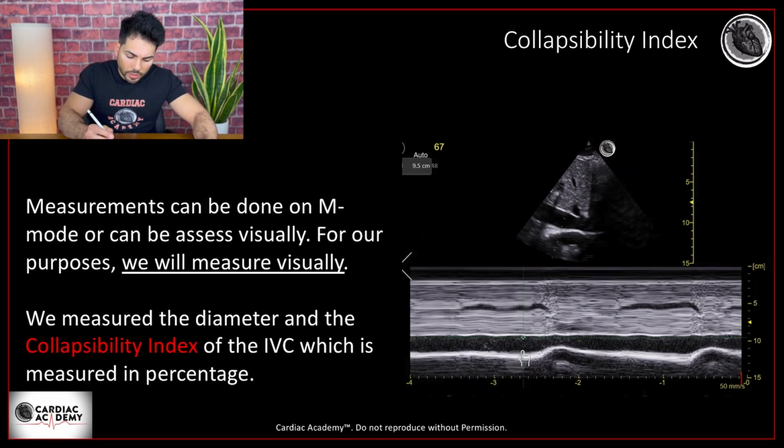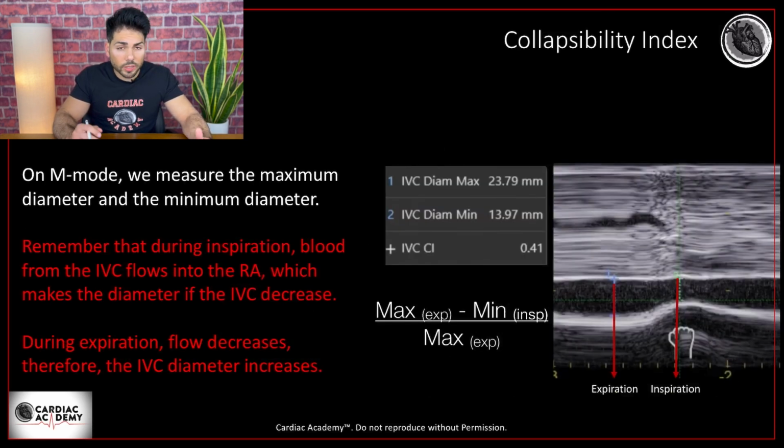Using M mode, you can see here how you can measure when the patient is doing expiration in the respiratory cycle, and then you can measure again when the patient is inhaling, inspirating during the respiratory cycle, and that's going to give you 2 numbers, and then you can calculate the collapsibility index. And we can see that here.